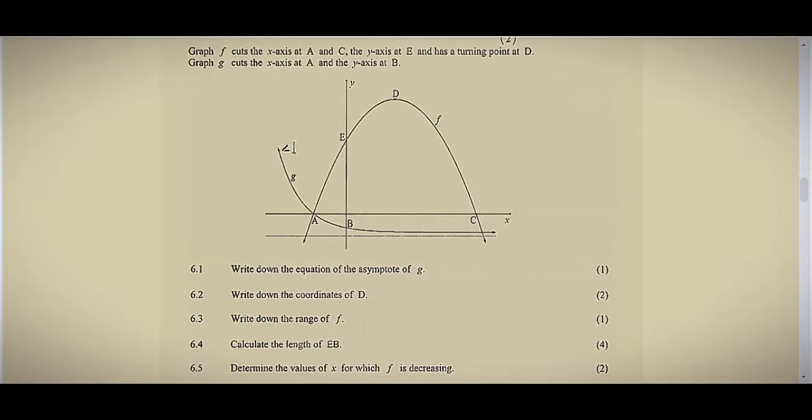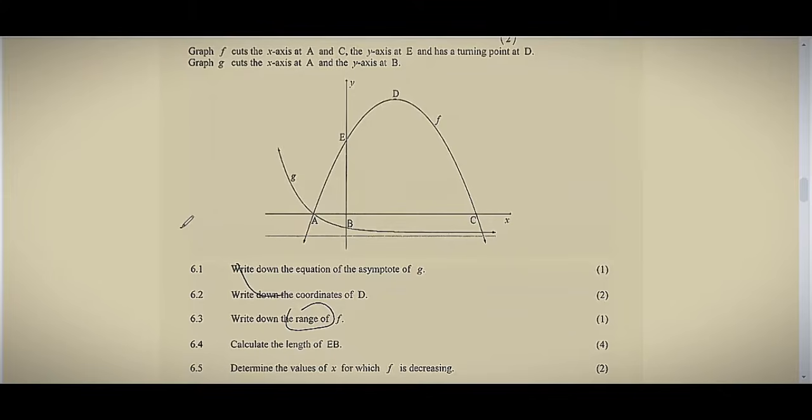Okay, now 6.3 says write down the range of f, right? So the range of f is this one. Note with the range, guys, if we are given a concave down graph like this, we know that a concave down will come from an unknown minimum value, so from negative infinity all the way up until the y-coordinate of the turning point, right? Remember, range, what do we say is the range?